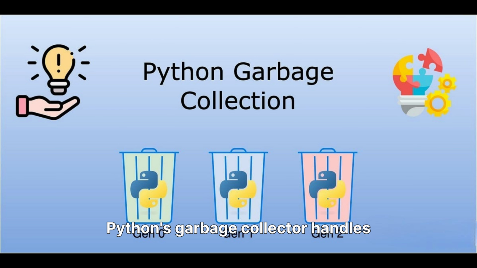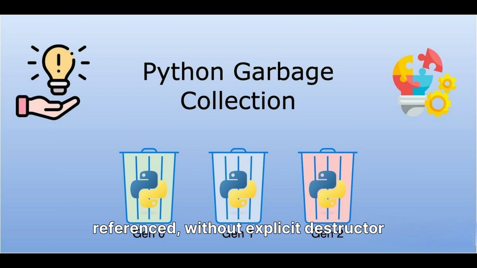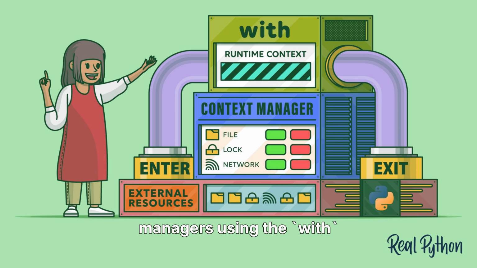Python's garbage collector handles memory management automatically, so __del__ is rarely needed for basic cleanup. Python efficiently reclaims memory from objects no longer referenced, without explicit destructor calls. This simplifies memory management for developers. For resource management, context managers using the with statement are generally preferred as they guarantee cleanup. The with statement ensures resources are properly acquired and released, even if errors occur. This deterministic approach makes context managers safer and more reliable.